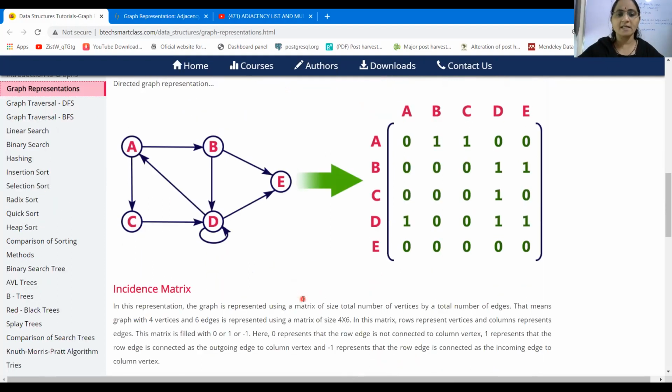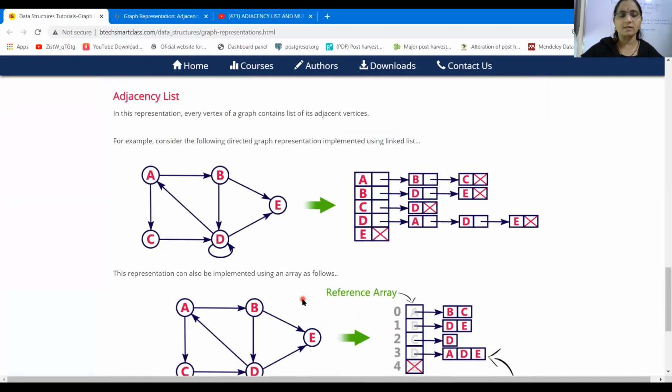Now the second representation is the adjacency list representation. Most of the time, this is also called the non-sequential representation. The first, adjacency matrix, is called the sequential representation of a graph. In the second representation, adjacency list, we use a linked list, and that's why it is called the non-sequential representation. In this adjacency list, every vertex of the graph contains the list of its adjacent vertices.